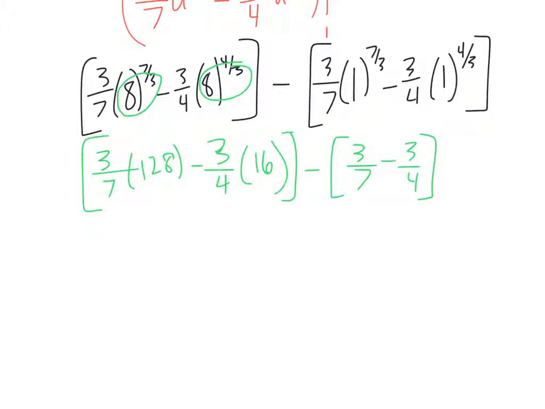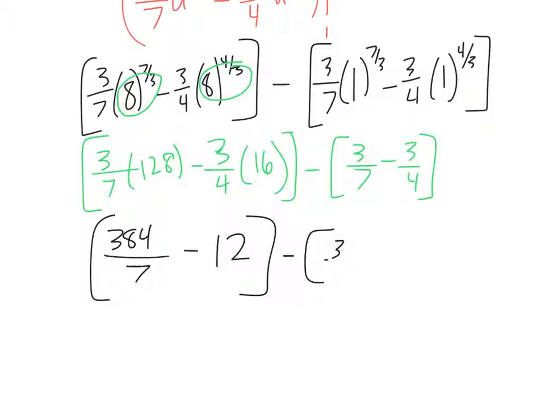This doesn't divide evenly, so this is 384 over 7. This is 12. And then 3/7 minus 3/4. And if I do all of that, I end up getting 1,209 divided by 28 is my final answer.